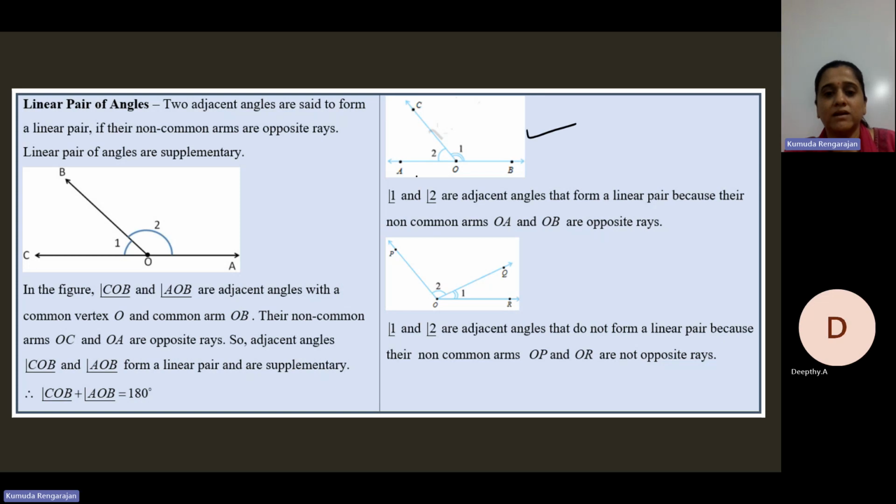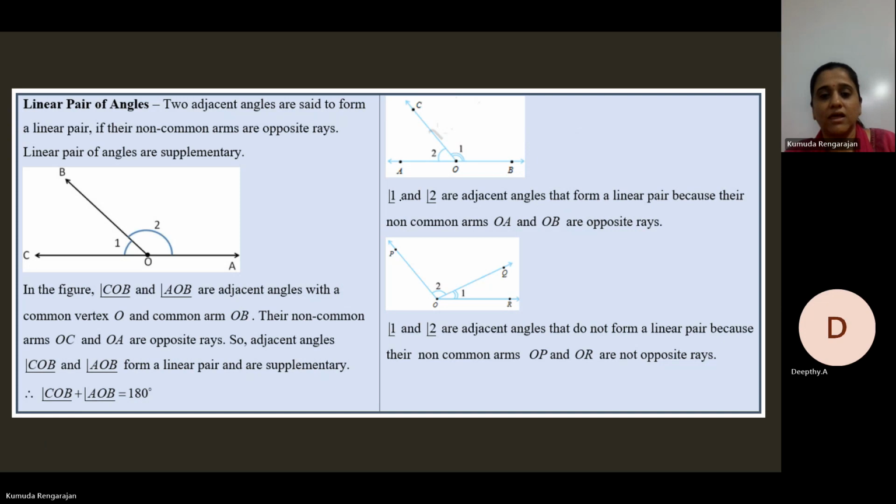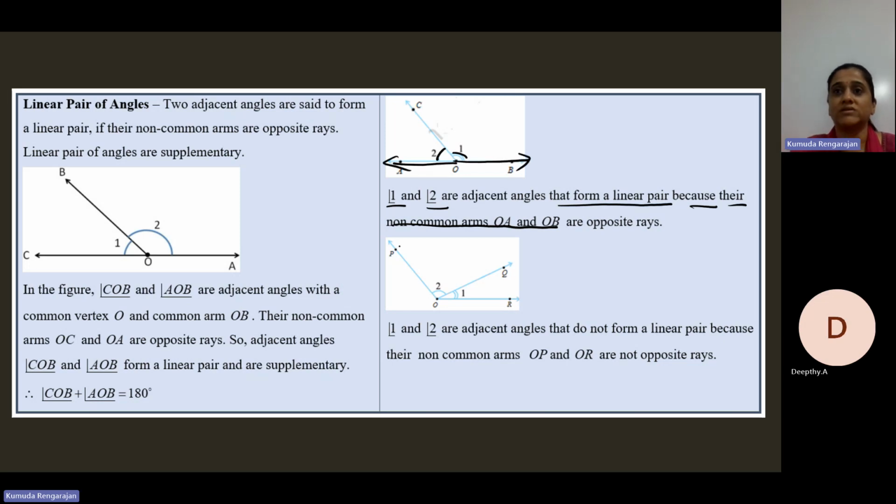In this figure, angle 1 and angle 2 are adjacent angles that form a linear pair because their non-common arms OA and OB are opposite rays. That's the reason. OA and OB are the non-common arms, and they are opposite rays because one is going towards east, the other towards west.